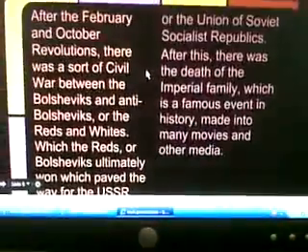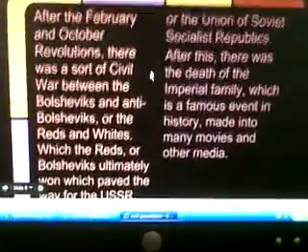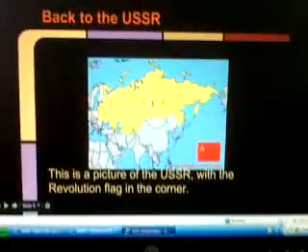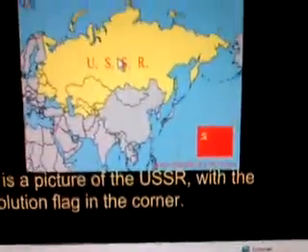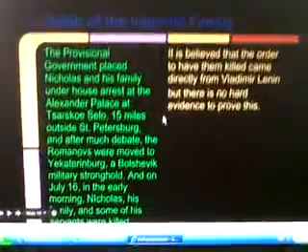After this, there was the death of the imperial family, which is a famous event in history made into many movies and other media. Back to the USSR. This is a picture of the USSR with the revolution flag in the corner. Death of the imperial family.